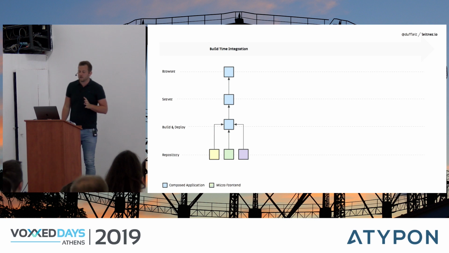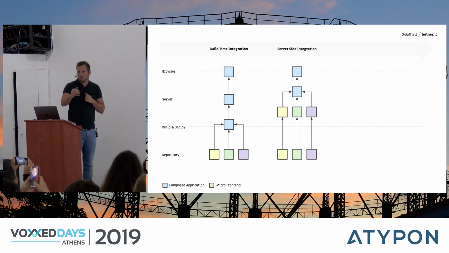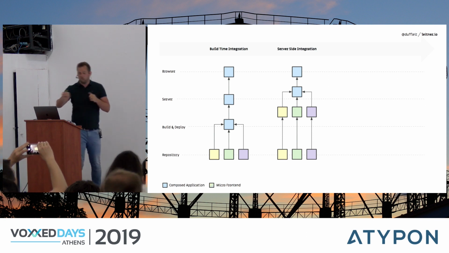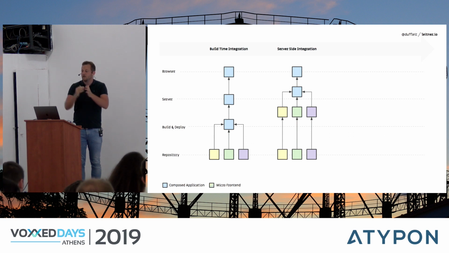A second approach is that we again have these 3 micro-frontends, we build them independently, and once our client request hits the edge service, we say, okay, you want to have this page now, I bundle together my micro-frontends and will return you one application.